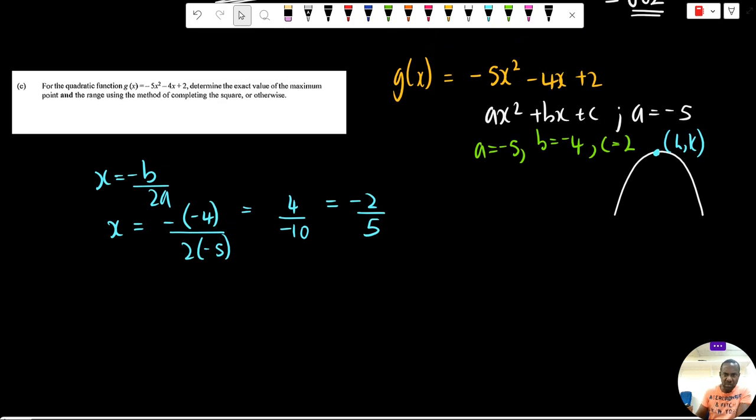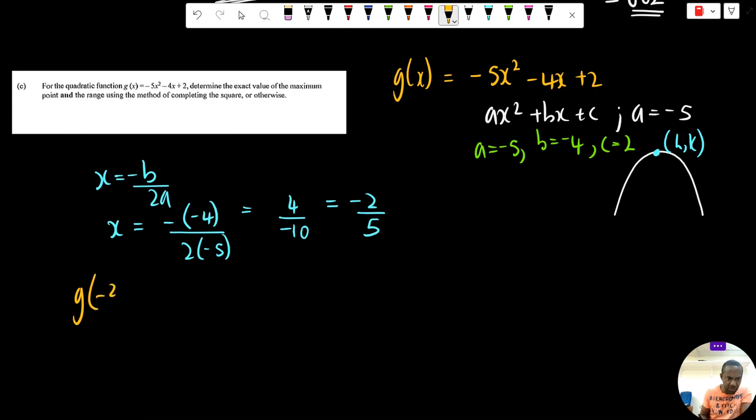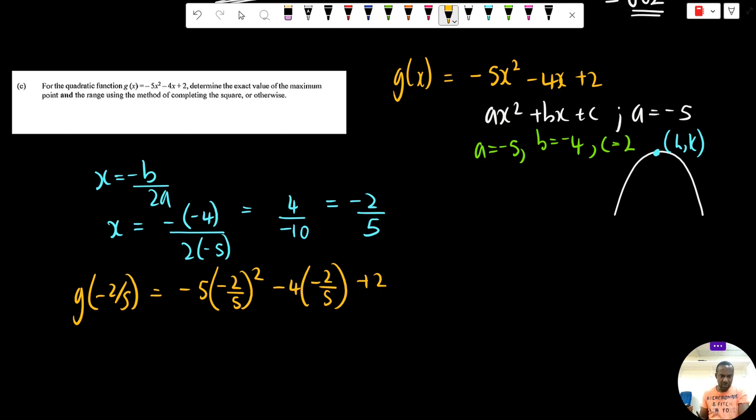If you want to find the y coordinate, then we simply find g of minus 2/5. So g of minus 2/5 is equal to minus 5 times minus 2 over 5 squared, minus 4 times minus 2 over 5, then plus 2. Now minus 2 over 5 squared gives us 4 over 25. So we get 4 over 25 times minus 5, which is minus 20 over 25. Then minus 4 times minus 2 is plus 8 over 5, and then plus 2.